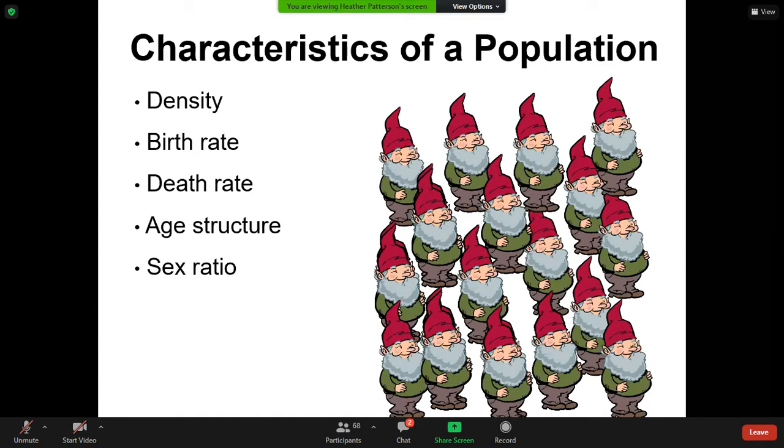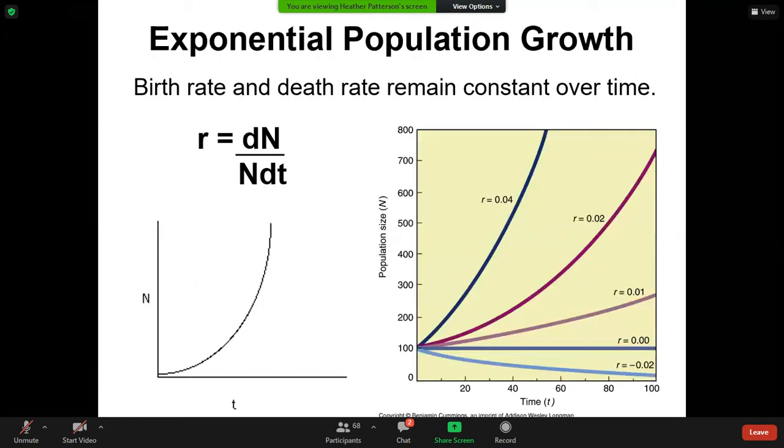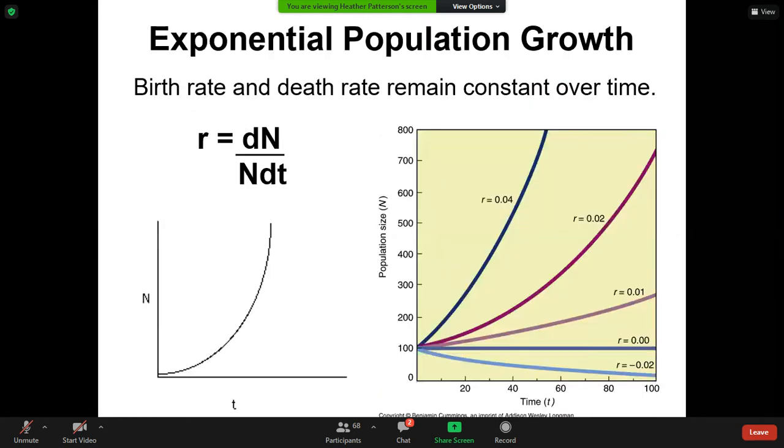And similarly, our sex ratio is the proportion of one sex to the other. So the differences between gains and losses is the growth rate of our population. We'll talk about the dispersion and biotic potential in these slides. So right now we'll start with exponential population growth.